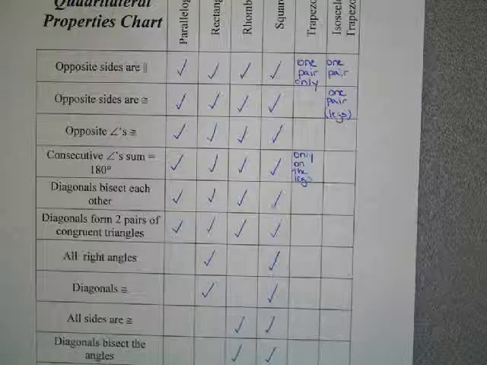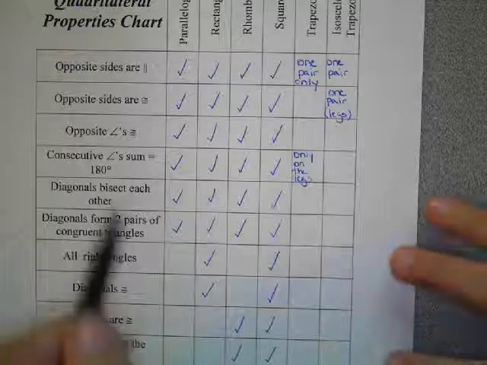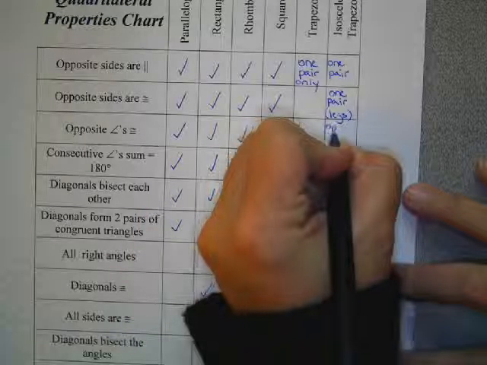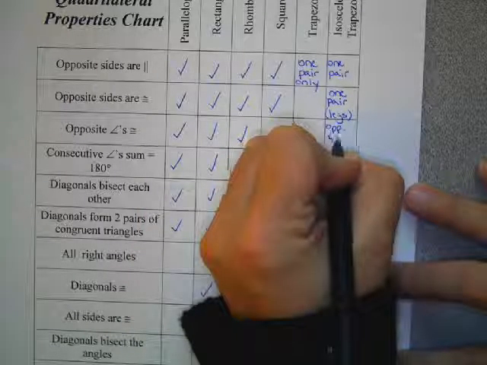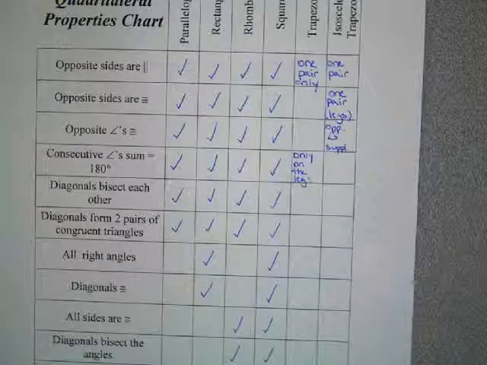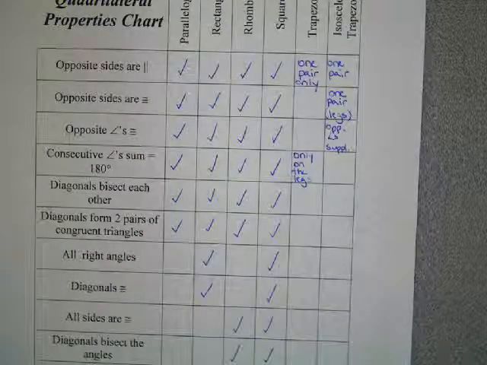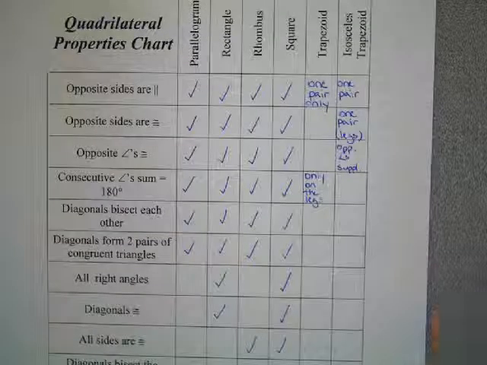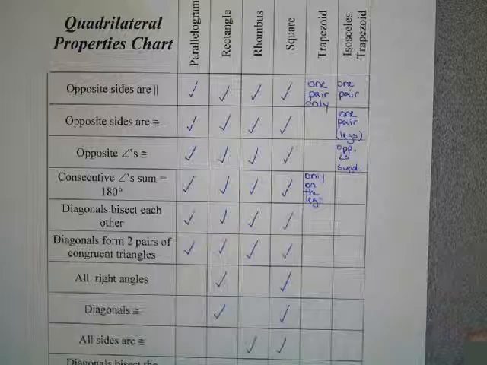So opposite angles are supplementary. So here we can just add this. In an isosceles trapezoid, opposite angles will be supplementary. And that concludes our quadrilateral properties. So this is a really good way to quiz yourself or have someone quiz you on those properties so that you know them for upcoming quizzes and tests.